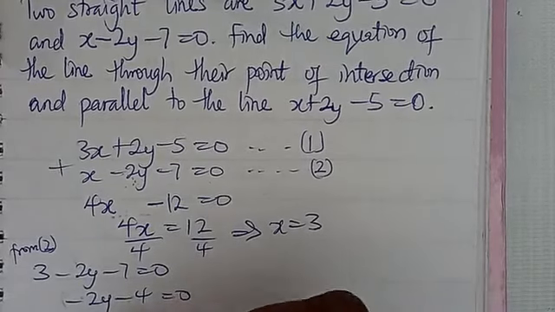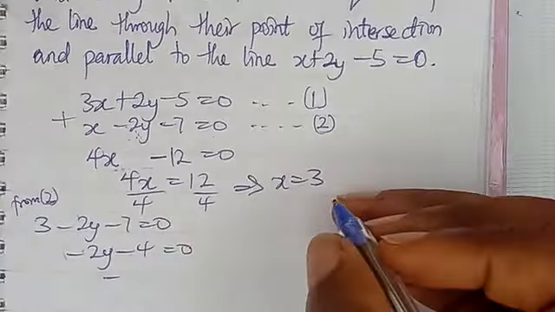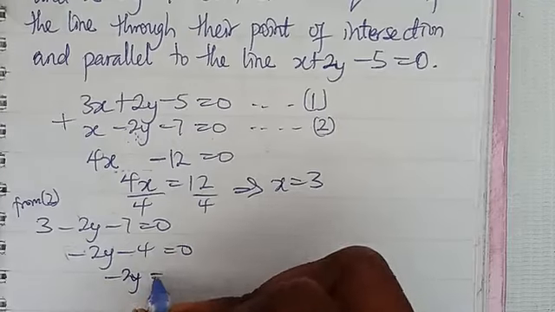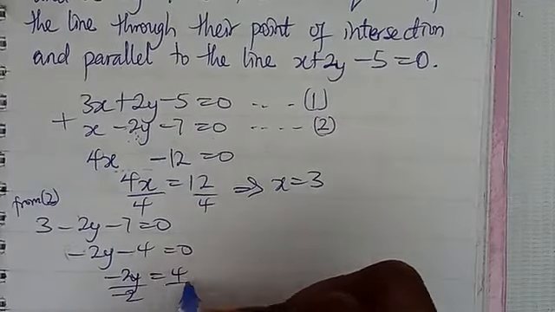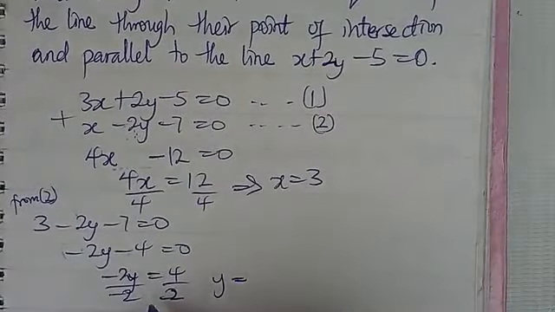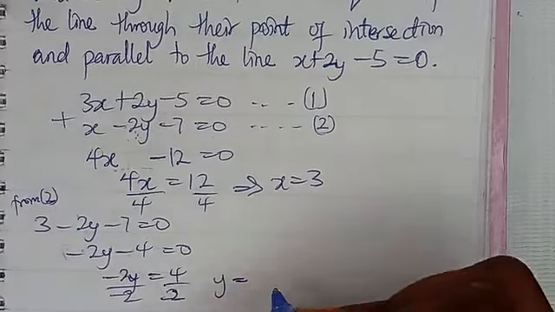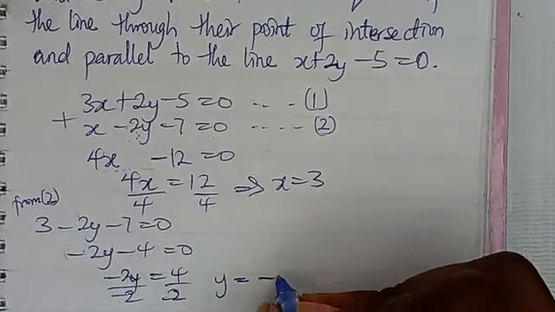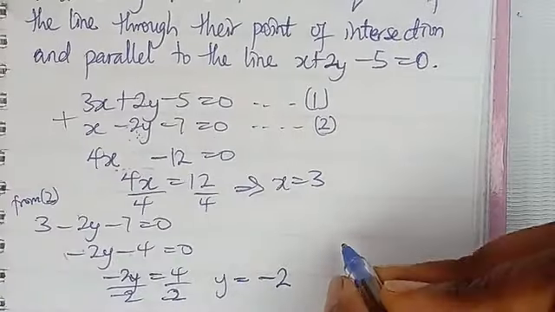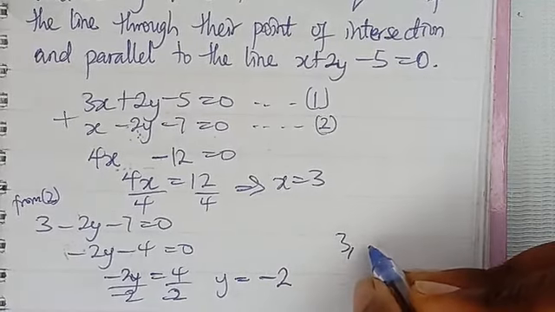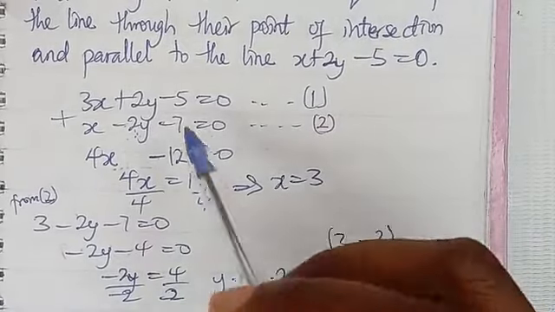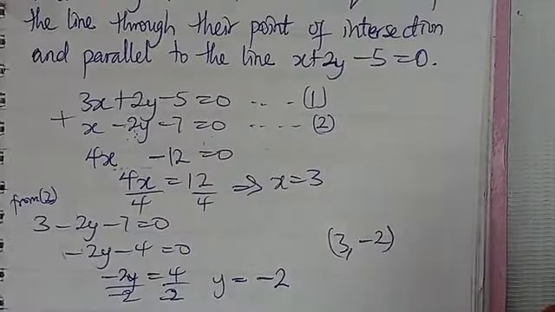Now let's send this over to the other side. Minus 2y is equal to 4. We divide both sides by minus 2. We have that y is equal to 4 divided by minus 2, which is minus 2. So the coordinate points are the x value 3 and the y value negative 2. This is the point of intersection of these two lines.